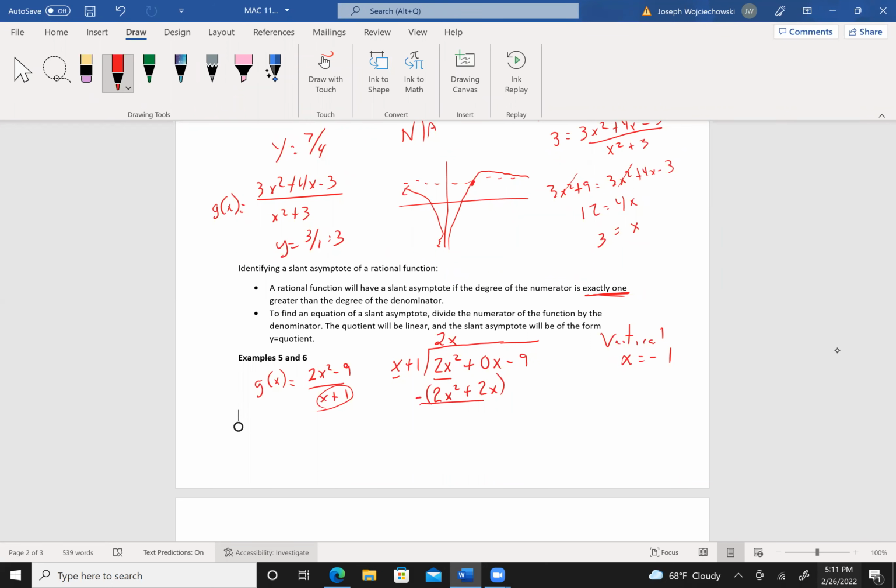Then I subtract all of that, and this is 0, and this is minus 2x, and bring down this minus 9. Now, how many times will x go into negative 2x? Well, minus 2. That gives me minus 2x minus 2. Again, subtracting this, I get 0 minus 7. And this is the equation for my slant asymptote: y equals 2x minus 2.